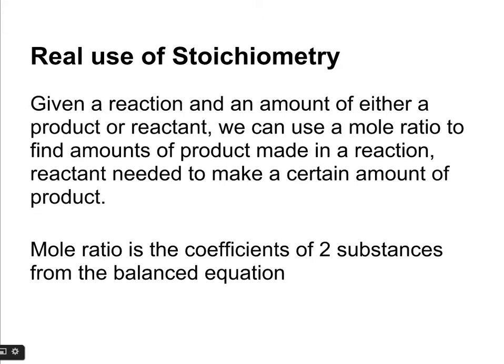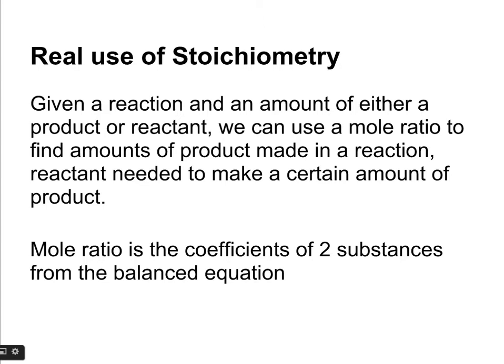When we're given a reaction and an amount of either a product or a reactant, we can use what's called a mole ratio to find the amount of product that's going to be made in that reaction. We can find the amount of another reactant needed to make a certain amount of product. The mole ratio is the coefficient of two substances from the balanced equation.